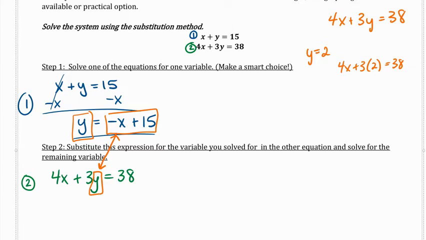I keep the 4x, plus I keep the 3. But now just like up here, when I plugged in 2, I put it in parentheses, right? So instead of 2, though, I'm going to plug in this whole thing. So in parentheses, I'm going to put negative x plus 15. And then I still have equals 38.